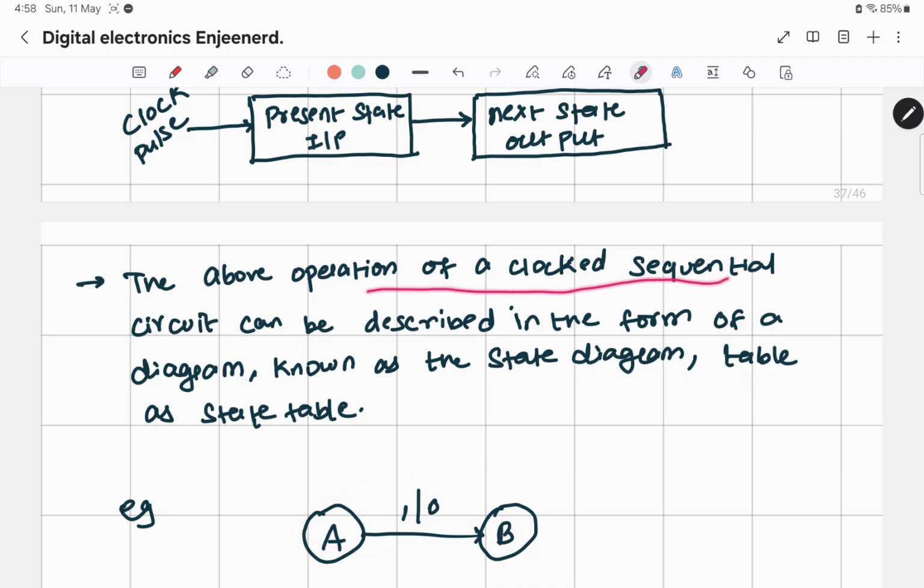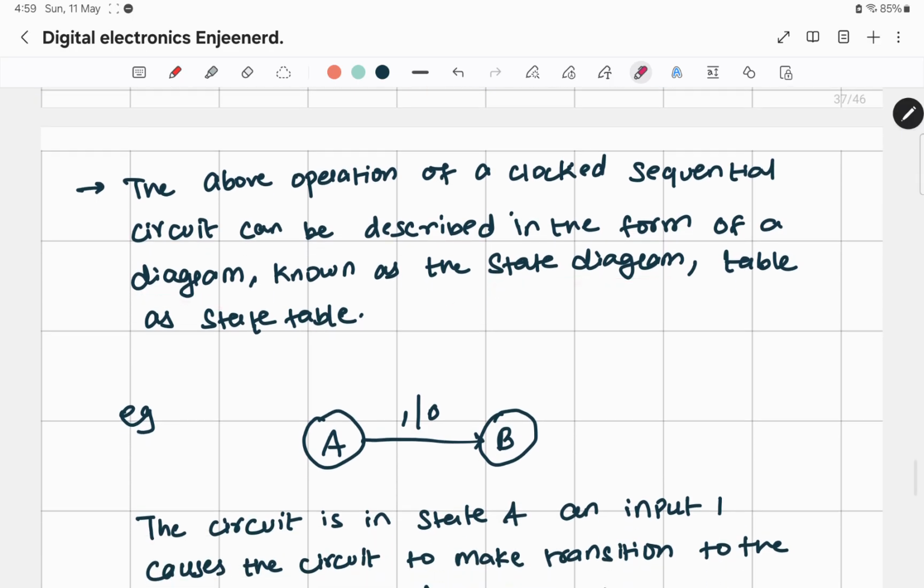This is exactly represented by something called a state diagram and state tables. The above operation of the clocked sequential circuit can be described in the form of a diagram, known as a state diagram, and a state table. So this is my state A. Currently my circuit is in state A. After giving a clock pulse, I will move to state B, right? These are called nodes. A and B are called nodes.